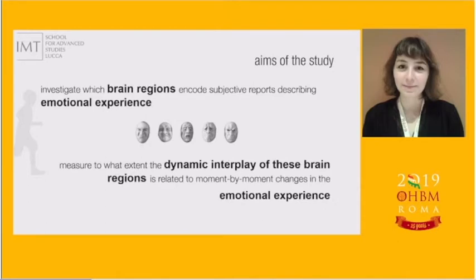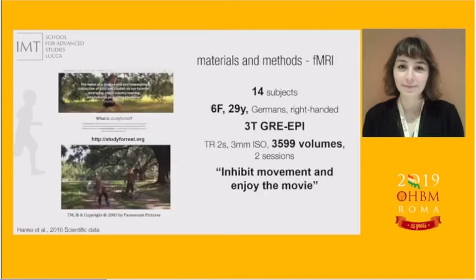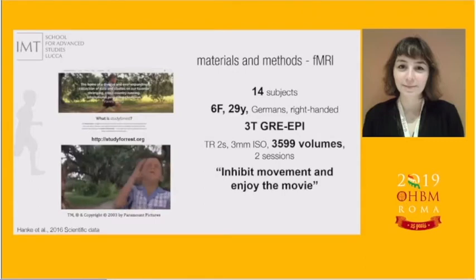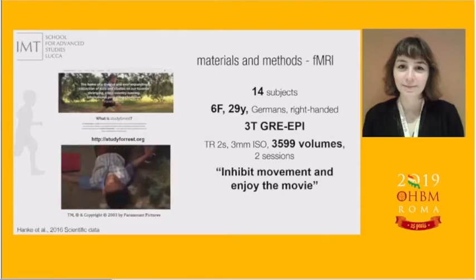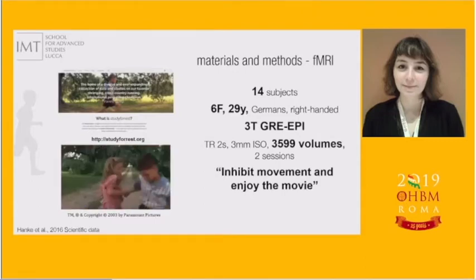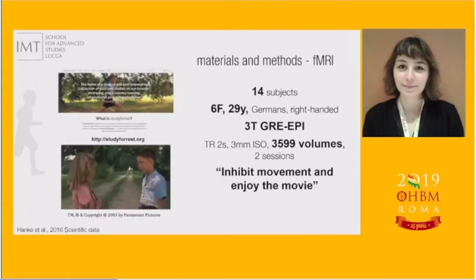So what we aimed to do in this study was to investigate which brain regions are associated to subjective reports of emotional experience, and then to measure to what extent the dynamic interplay of these brain regions is related to moment-by-moment changes in the emotional experience. And to overcome the limitations of previous studies, we used 2 hours of brain activity recorded during movie watching, thanks to a publicly available dataset that had subjects watch the movie Forrest Gump in the fMRI scanner.